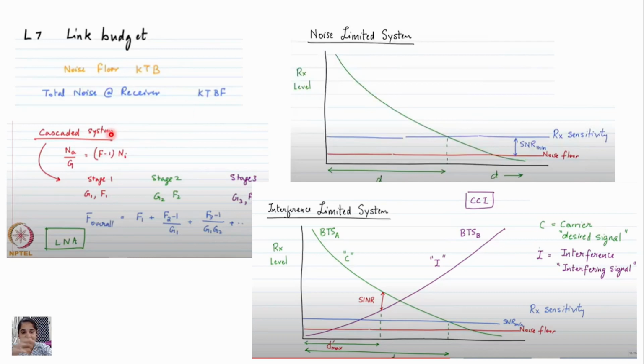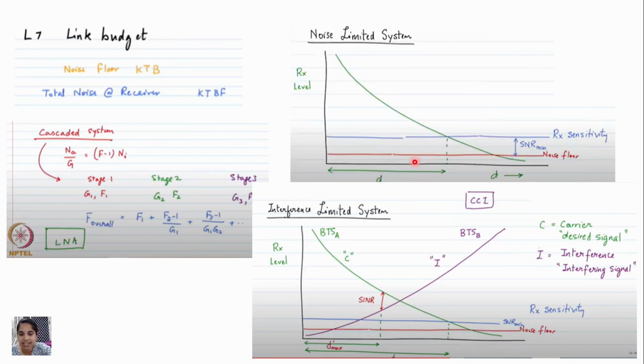And when you have a cascaded system, the noise figure for the overall system will be F1 plus (F2 minus 1) by G1 plus (F3 minus 1) by G1 G2 and so on. So the major terms will be the noise figure and gain of the first stage. Generally, if we are able to identify F1 and G1, it will be really helpful to lessen the impact of the further stages also. So that is F overall.